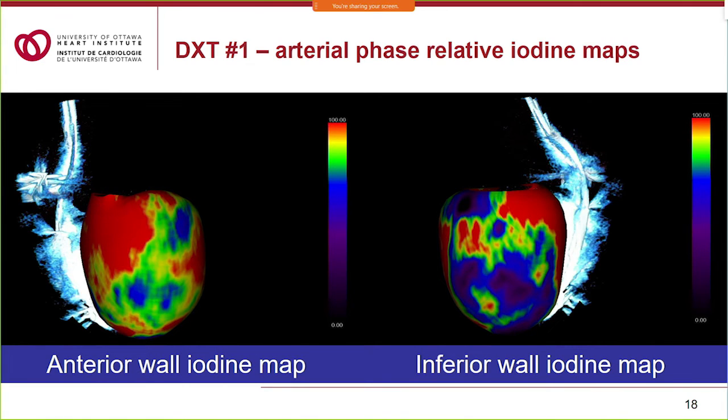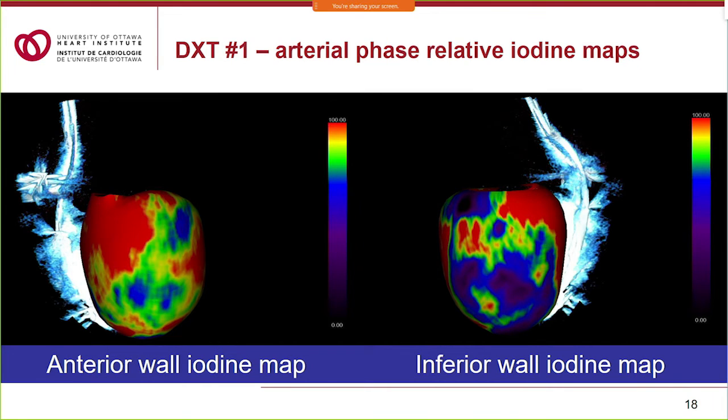And when we create 3D maps to show where the iodine has been taken up, obviously normal myocardium in the arterial phase takes up contrast very rapidly, whereas the scarred areas don't show as much iodine. So this is a 3D model of the LV. This is the RV lead here. And anything that's sort of reddy green is pretty normal. This is the anterior wall of this patient.